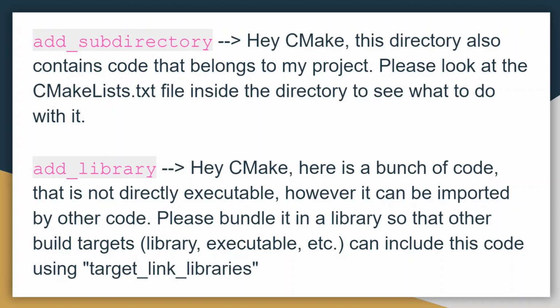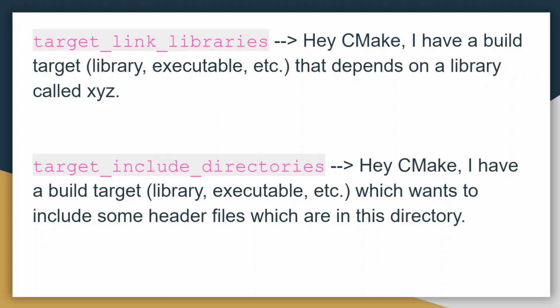Then adding a library: hey CMake, here's a bunch of code that is not directly executable, however, it can be imported by other code. Please bundle it in a library so that our other build targets, library, executable, etc., can include this code using target link libraries. So target link libraries: hey CMake, I have a build target, library, executable, etc., that depends on a library called XYZ.